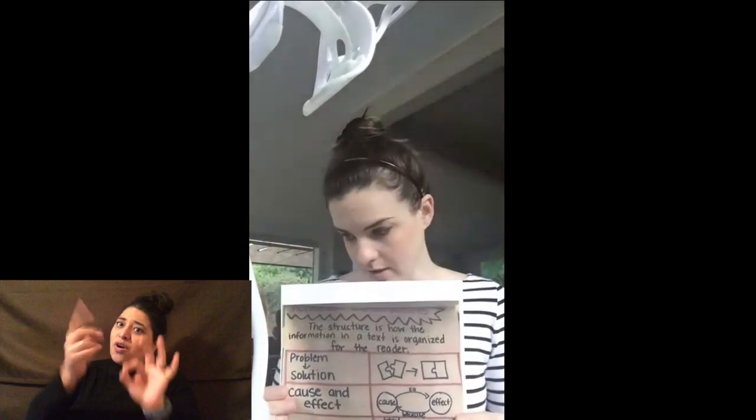This is important for us to think about as readers because if we can recognize what structure a text is using, it can help us understand the text better. And that just helps us become better readers. So when you read today, I have an assignment for you that's structured as a problem and solution text. So when you read today, I want you to think about, okay, what problem is the author presenting? And then what solution is the author presenting?